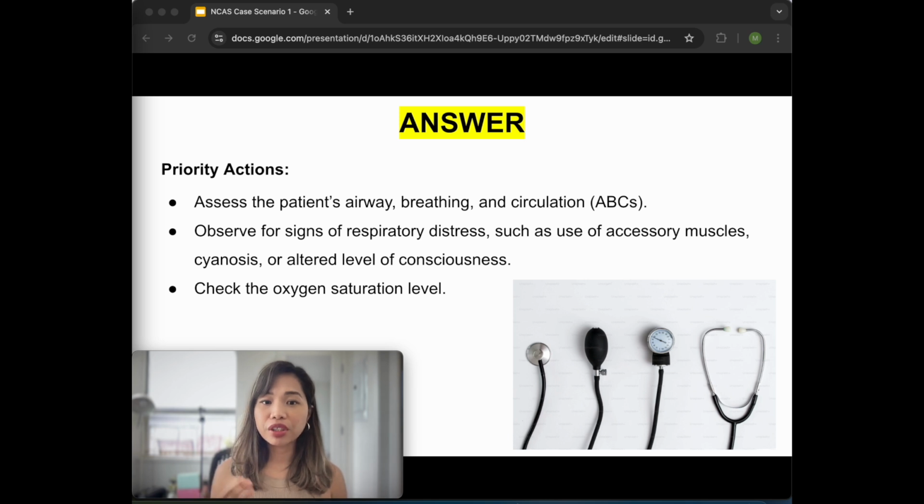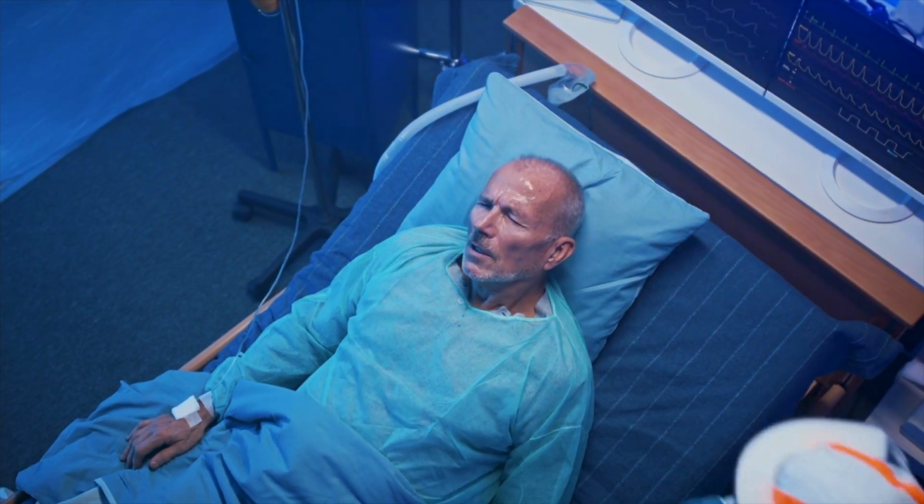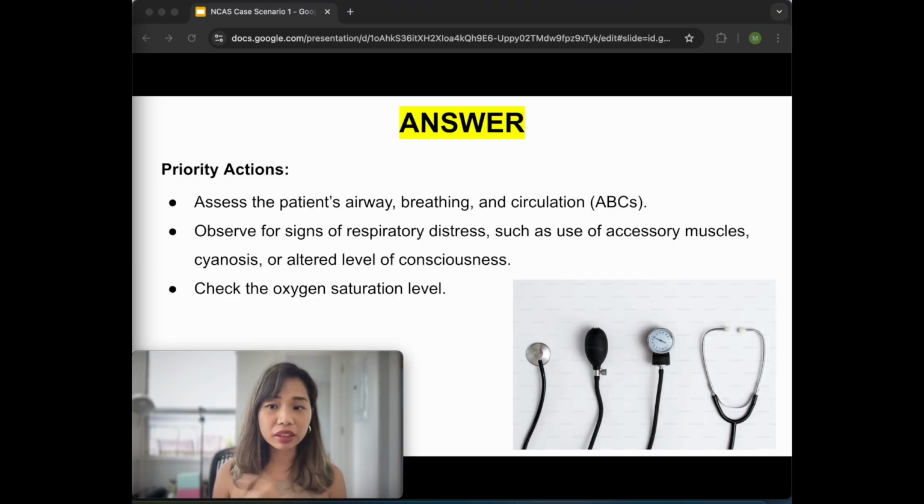Next, observe for signs of respiratory distress, such as when the patient is using accessory muscles. So if you see nasal flaring, right, the patient is trying to breathe and then you see the nasal flaring, that's a sign that the patient's also using accessory muscles. Or if you see their chest expanding, right, they're having dyspnea, they're having difficulty breathing, again, that's another use of accessory muscles. Also look for cyanosis or alteration in level of consciousness.